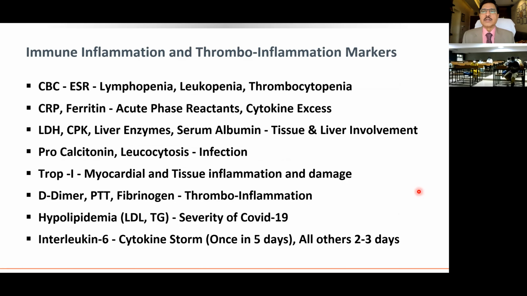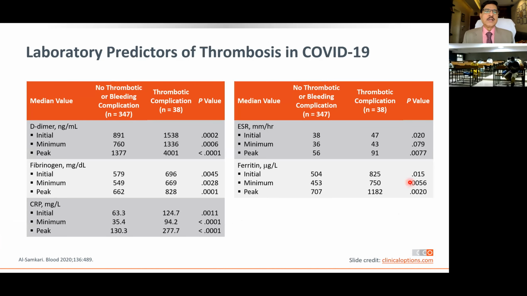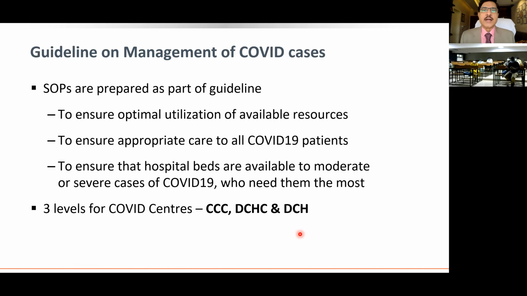Immune inflammation and thromboinflammation markers, we have already discussed: CBC, ESR, lymphopenia, CRP, ferritin, LDH, CPK, procalcitonin and leukocytosis for bacterial infection, D-dimer, PTT, fibrinogen for thromboinflammation. Hypolipidemia, I told you, low LDL and low TG, the severity of the COVID disease is correlated. Interleukin 6, cytokine storm, once in 5 days, others once in 2 to 3 days. These are the predictors of thrombosis, as we have already seen: D-dimer, fibrinogen, CRP, ESR and ferritin. Guidelines for management of COVID cases, SOPs are prepared as per the guideline.